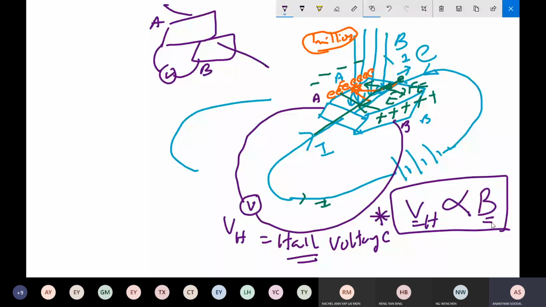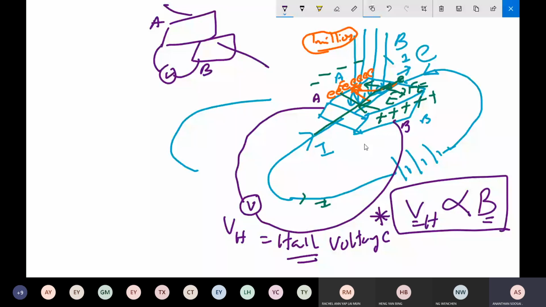So you need to understand this phenomenon. This is called the Hall effect. The Hall effect happens for a conductor. It only applies when there is a magnetic field applied. If you apply a magnetic field, the electrons will drift and produce a Hall voltage.